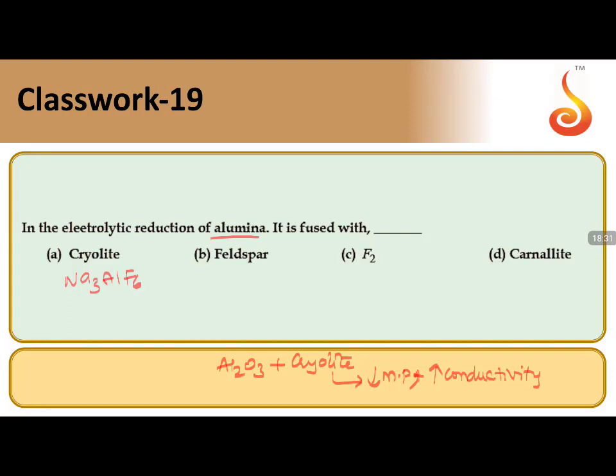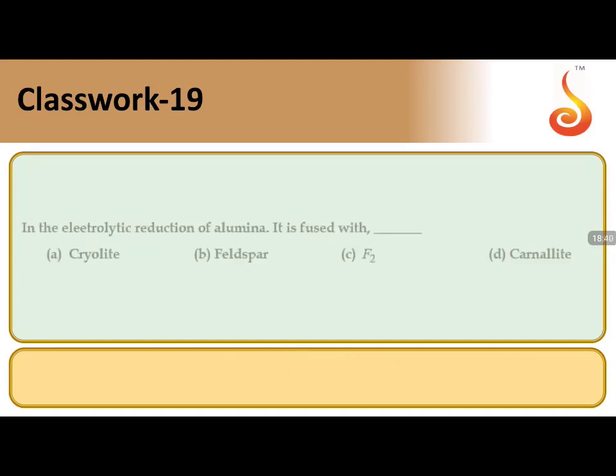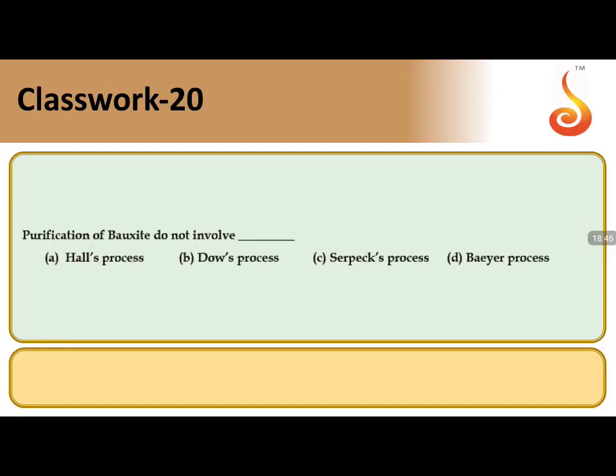Remaining all are not used. Carnallite is not used. Fluorine is not used. Feldspar is not used. Fluorspar can be used, but feldspar is not used in the process. So the answer: the electrolytic reduction can be done with the use of cryolite. Okay. Next, purification of bauxite does not involve.